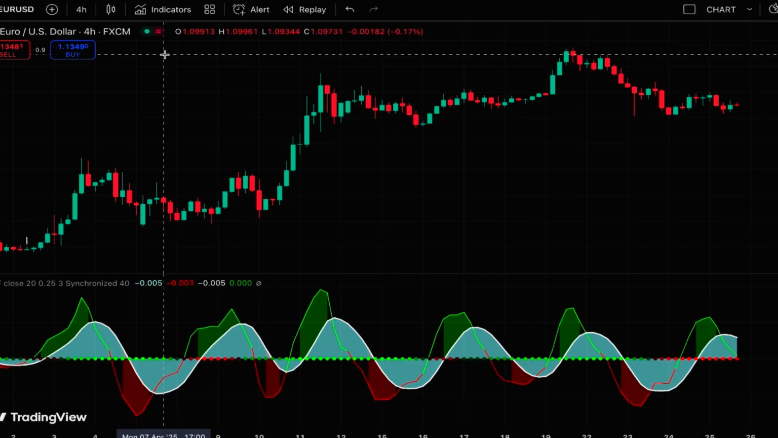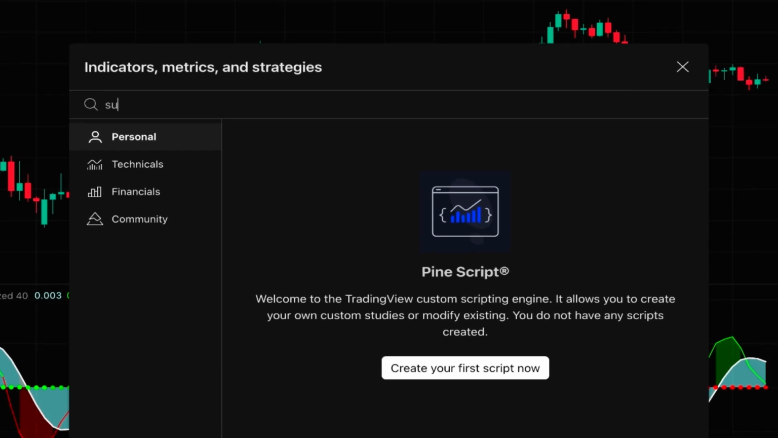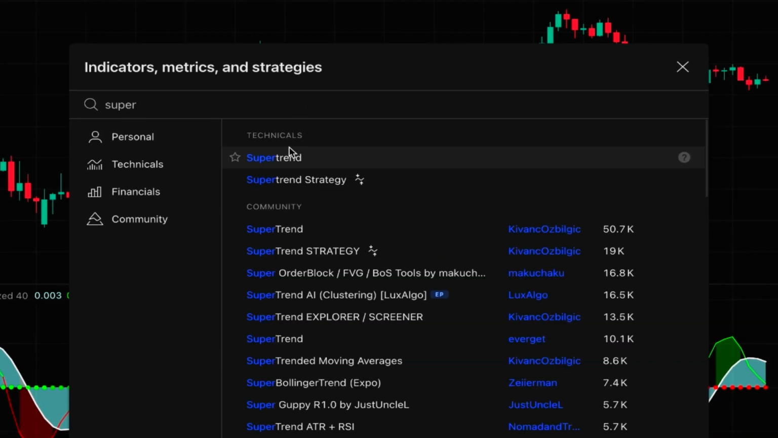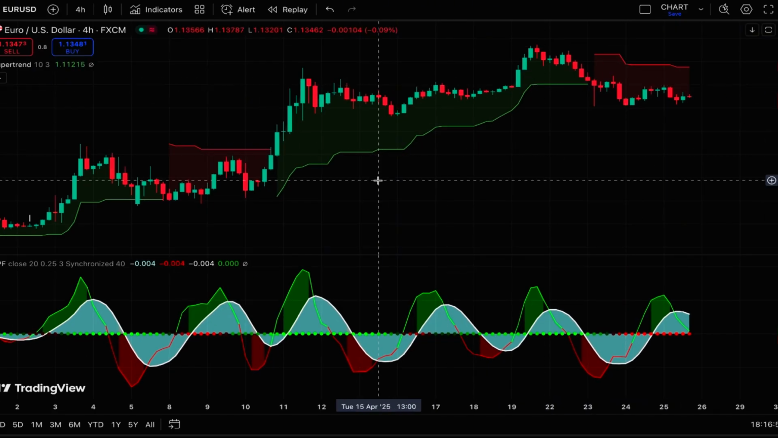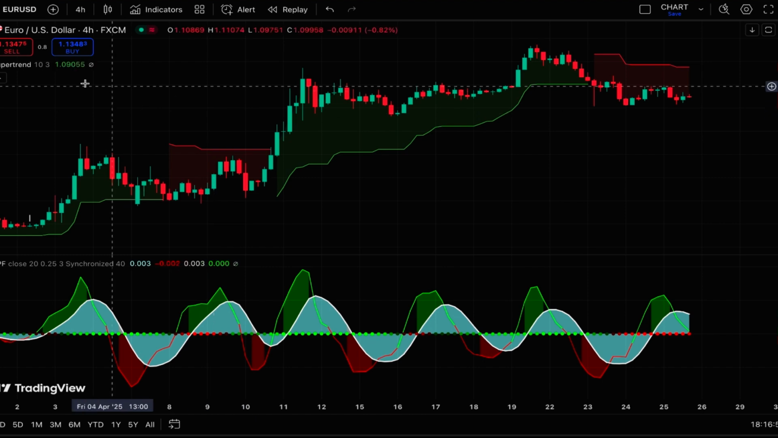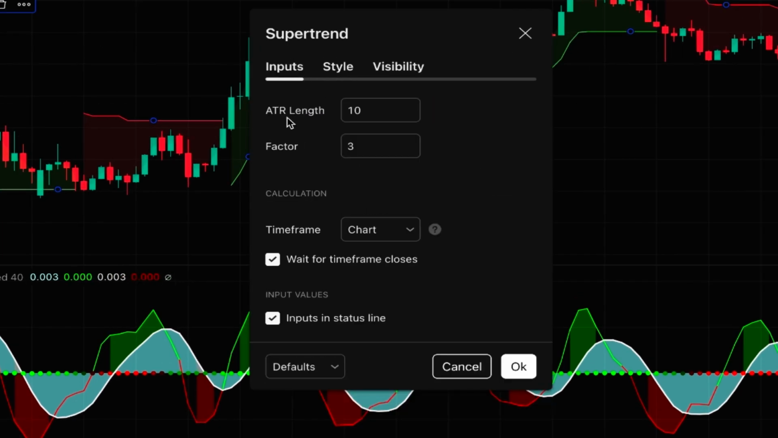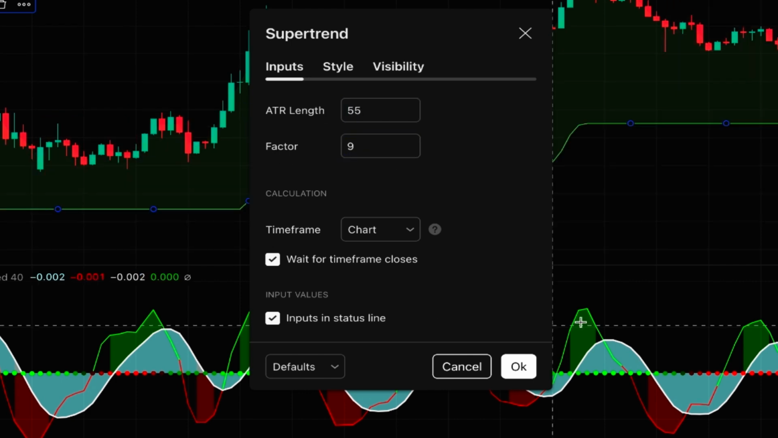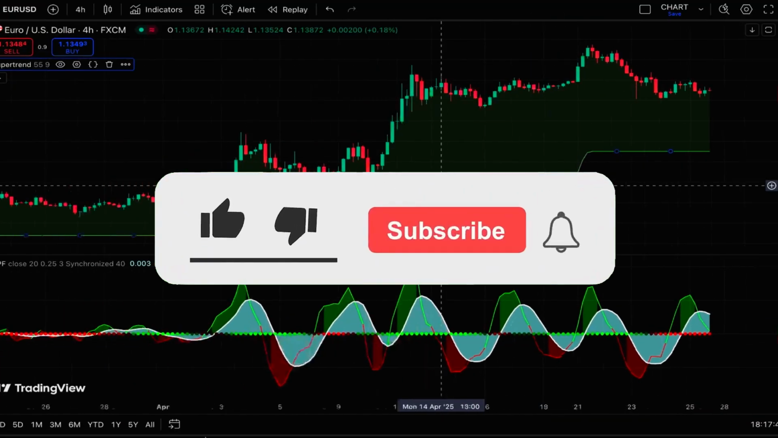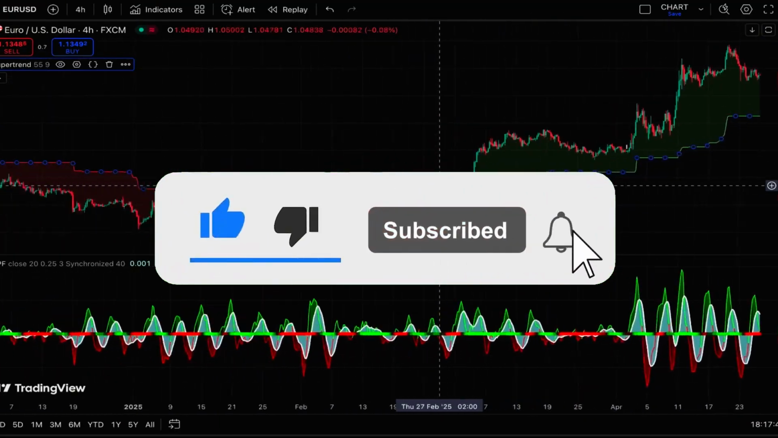For this purpose, here we click on indicators and we search super trend. We add this one, which is a built-in indicator on TradingView platform. Super trend can effectively help us with longer term trend of the market. We just need to go to the settings of the indicator, and here in the inputs tab, for ATR length we set it at 55, and for the factor we set it at 9. By the help of these settings, super trend can effectively help us with longer term trend of the market.